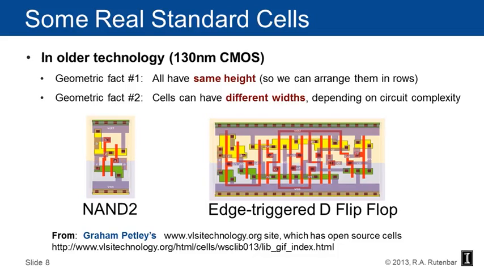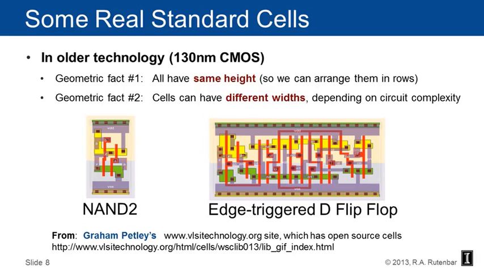These are some pictures of some things from a website, www.vlsitechnology.org, that has a bunch of open source cells. So if you want to actually look at transistor level designs and geometry designs, this is just an interesting place to go. Two things that I want you to take away from this. The first is, here's a first fact: they all have the same height. And the reason is that we want to be able to arrange them in rows. And when we arrange them in rows, we can snap them together, if you will. We can put the power grids down so that the VDD and the VSS power connect. We can make all of this stuff work.